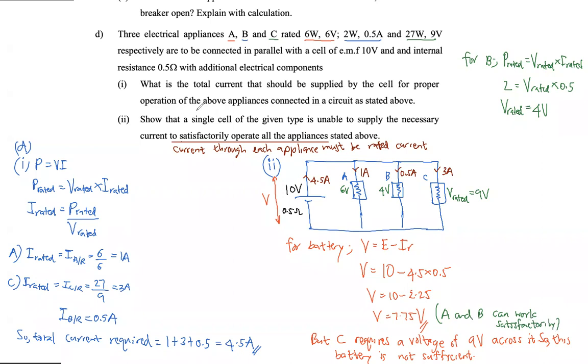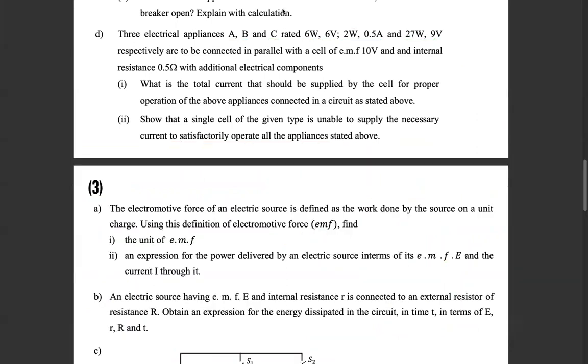They are saying show that a single cell of the given type is unable to supply the necessary current to satisfy operation of all the appliances. That's the issue. A and B can work, but C cannot work. That means not all the appliances work. Good. So I hope you understood how to adjust the power. The previous question was a flop, but I think this one was somewhat okay. Good. Now, let's see another one.